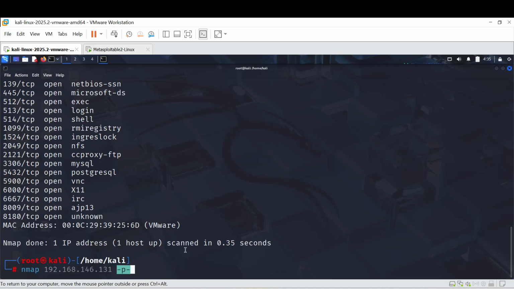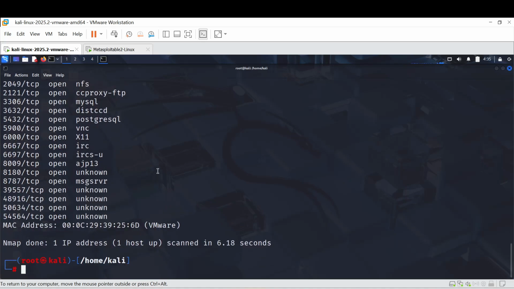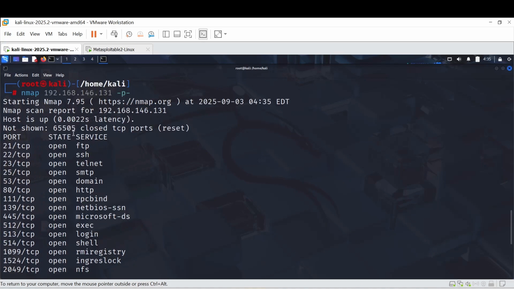And here we have the option hyphen p hyphen, which helps us collect detailed information about all the ports. Hit enter, and let's see the total number of TCP ports that are open. This time we are getting 65505 closed TCP ports. It means that previously it said we had 23 open TCP ports, and this time it says we have 30 open TCP ports.